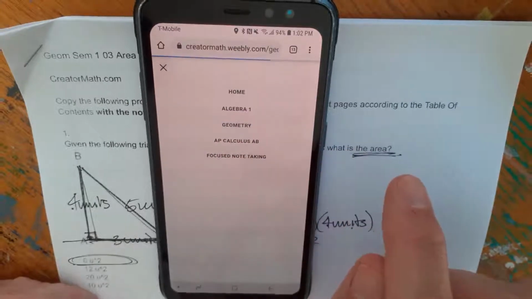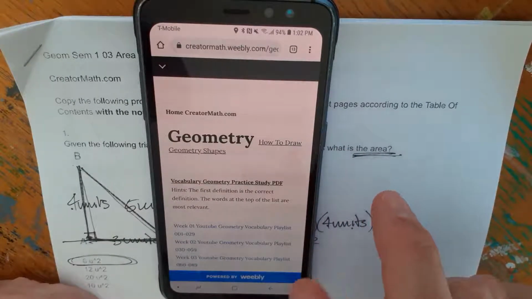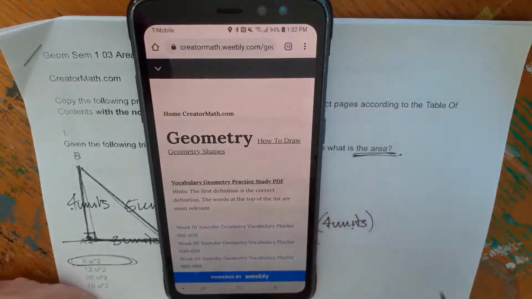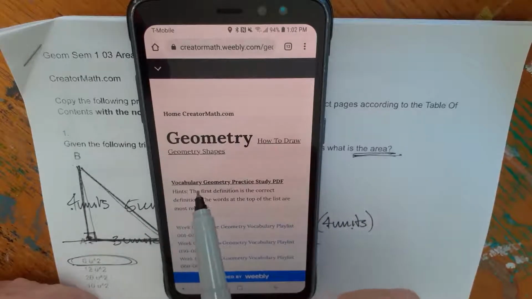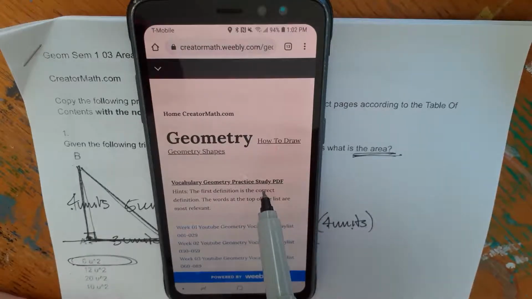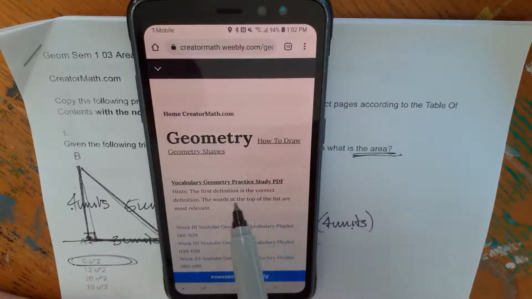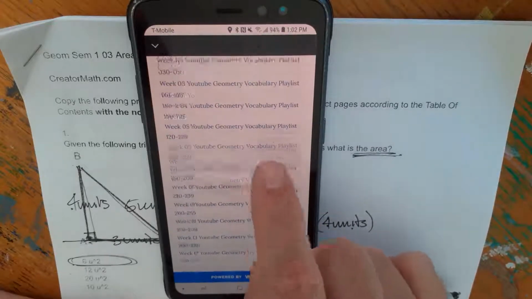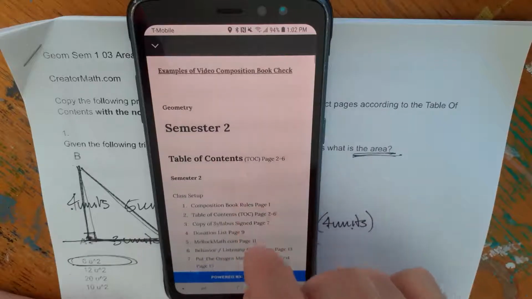So we're going to go to geometry. That's where all the notes are, all the videos are, all the problem sets, and the vocabulary. So notice right here it says vocabulary, geometry, practice, study, PDF. That's got all the vocabulary for the entire year in this course. It will give you all the answers to every vocabulary practice you've got, as long as you can get that thing open and look up the vocabulary you need.